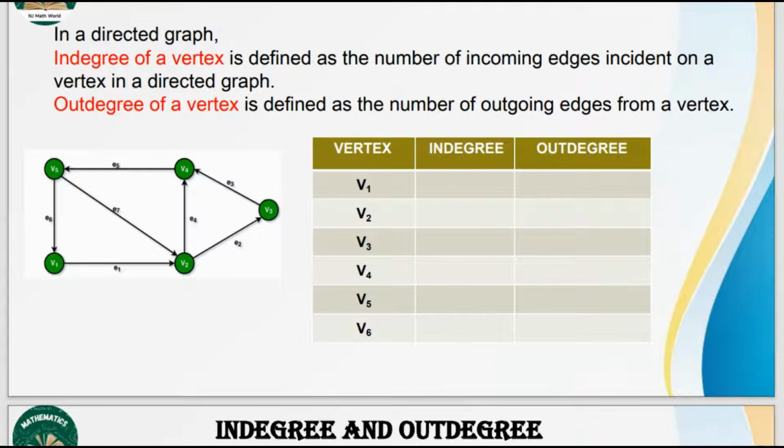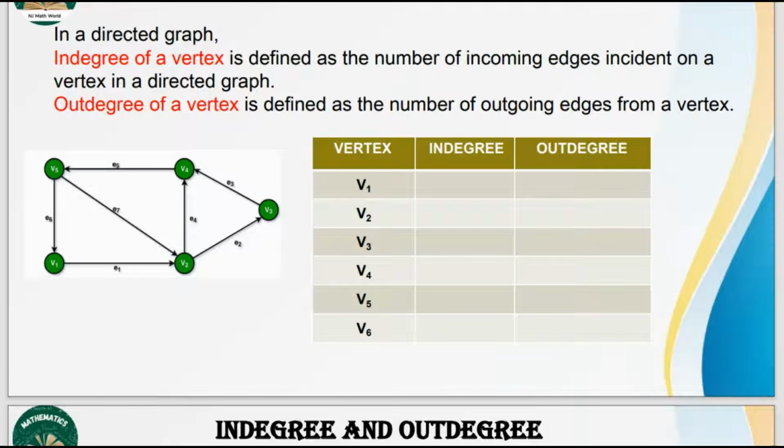in degree and out degree, the other formula. In a directed graph, the in degree of a vertex is defined as the number of incoming edges incident on a vertex A. The outgoing degree of the vertex is defined as the number of outgoing edges from the vertex. So if the line is going away from the point, it is the out degree. If the line is coming inside to the point, it is called in degree. So let us see how many in degrees and out degrees we have.